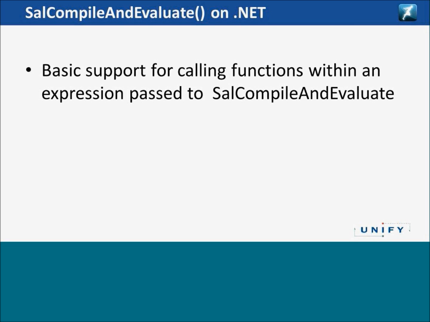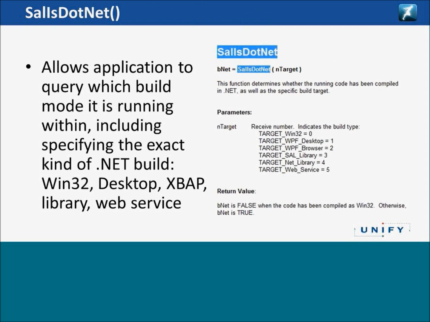So we now have basic support for calling functions with expressions passed to the compile and evaluate. SAL-is.NET is a nice new API. With that one, you can find out if you're actually running on .NET or if you're running on Win32. And if you're running on .NET, you will get a number of other things back as well. It can be WPF desktop, WPF browser. It can be a SAL library, it can be a .NET library or a web service. So you get back exactly what part of the application you are executing in, and you can at runtime analyze what's going on there.